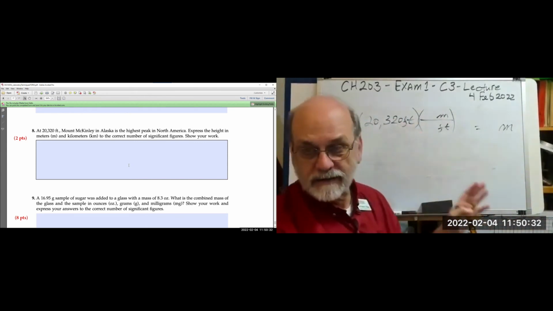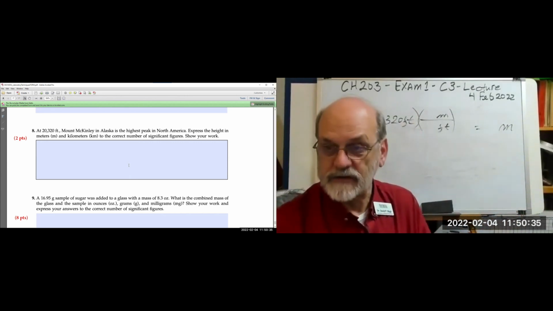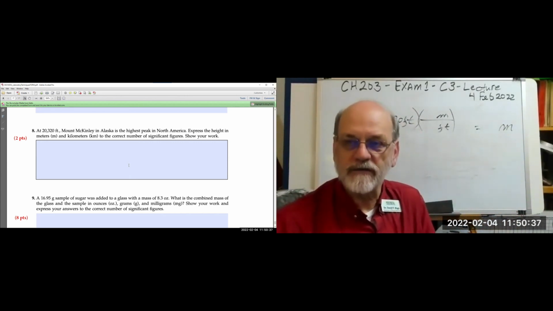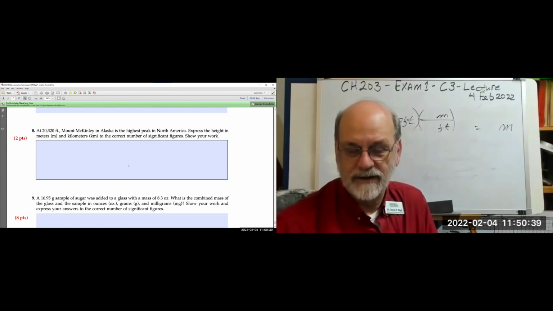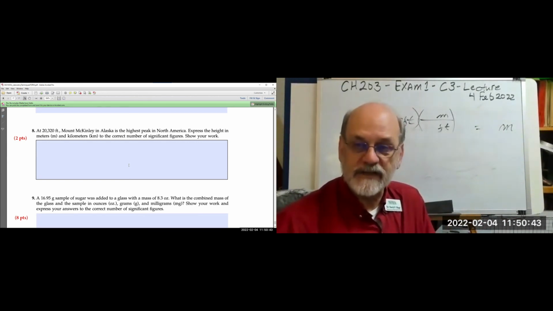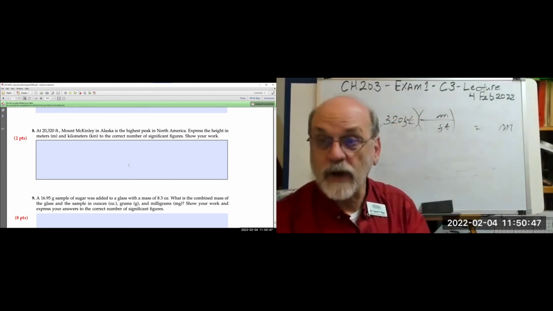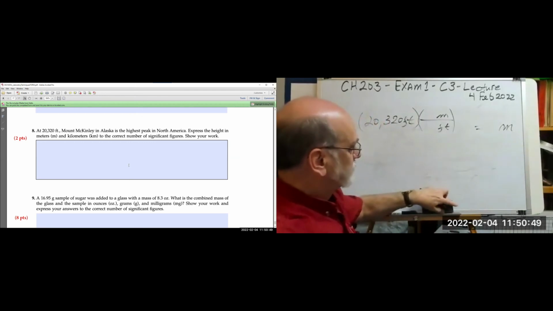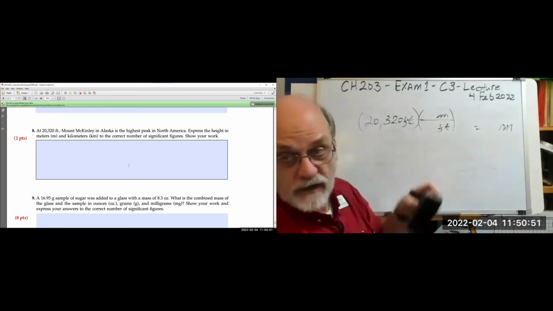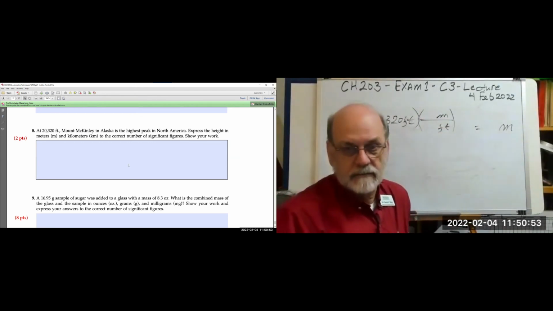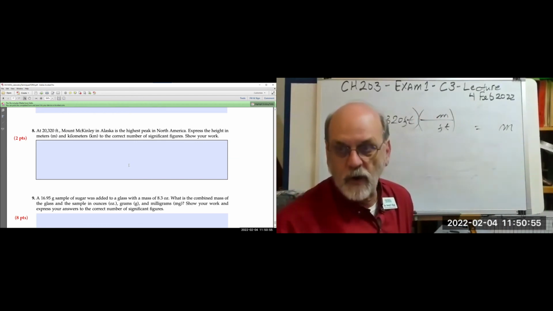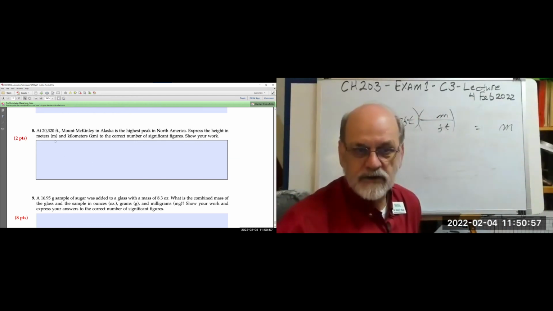Convert feet to what? Well, I would convert to inches because I know the conversion of inches to centimeters. And then I can convert inches to centimeters. Then I can convert centimeters to meters, and I'll have my answer. That's the way I would do it. But if you can find a single conversion factor, go ahead on. Just show your work to show meters.